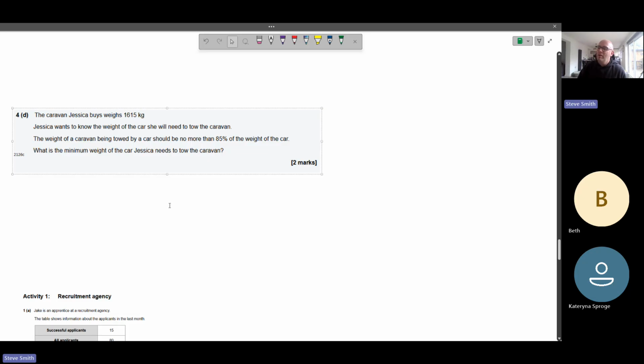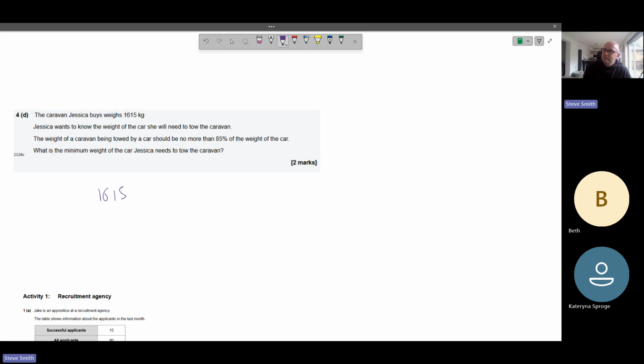Jessica wants to buy a caravan that weighs 1,615 kilograms. Jessica wants to know the weight of the car she will need to tow the caravan. The weight of the caravan towed by the car should be no more than 85% of the weight of her car. What is the minimum weight of the car? So again, it's asking us a lot, but it's actually not. It's saying a caravan weighs 1,615. That's the caravan. And she needs a car.